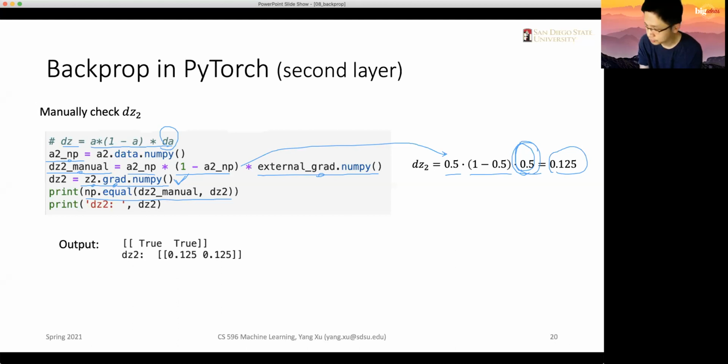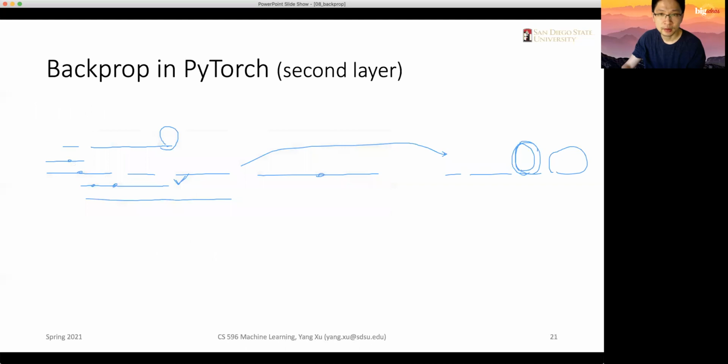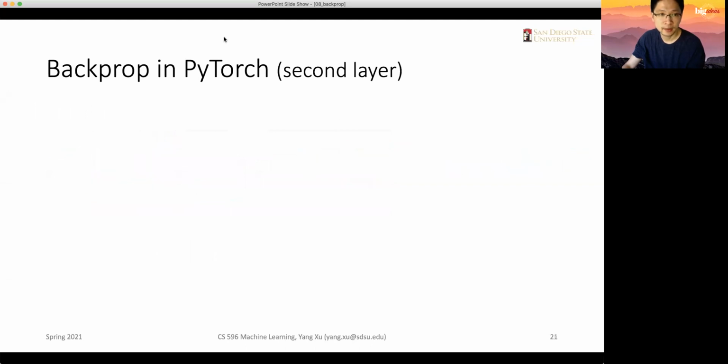For example, ReLU, right? Maybe for ReLU, it'll be a special case because the input for this layer is 0. And at the 0 point of a ReLU, technically the derivative is not defined. I don't know how PyTorch handles that. If you are interested, you can try it yourself. Okay, that is the dz2.